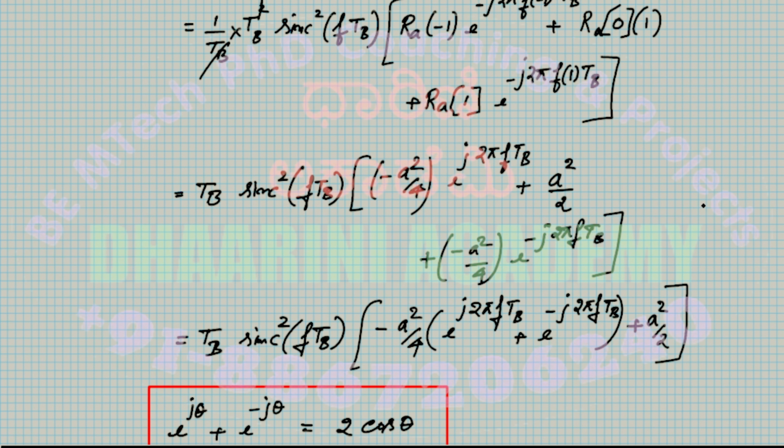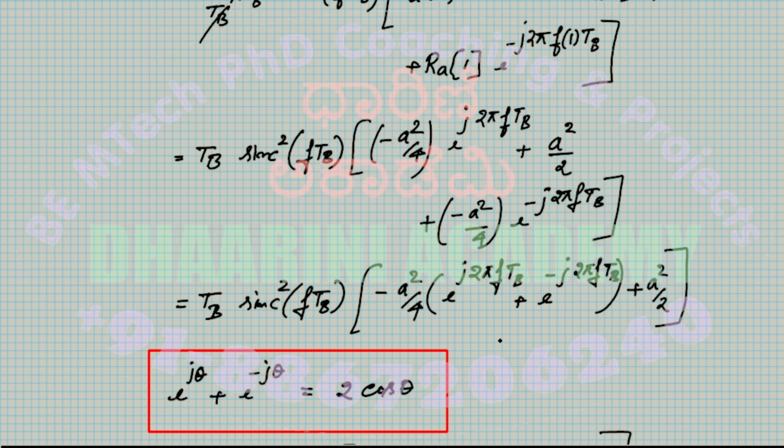So simplify and substitute the values of RA of -1 as -A square by 4, then RA of 0 as A square by 2, and RA of 1 as -A square by 4. Okay, now I can see that there is an e to the j theta and e to the minus j theta added. With the common factor minus A square by 4, I take that out in the next step. Anyway, outside I have capital TB sinc square of f TB. Inside the bracket, I took minus A square by 4 common and retain the e to the powers inside the bracket. And there is a separate term, A square by 2, which is outside.